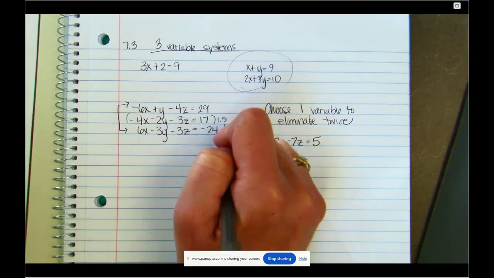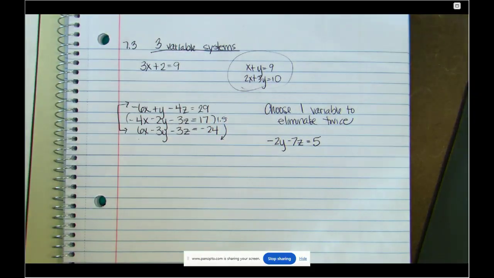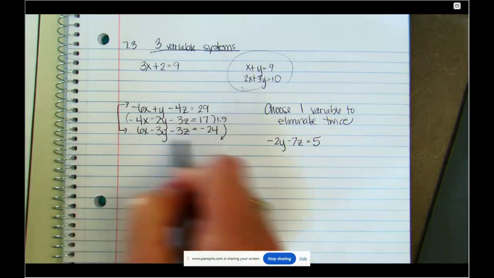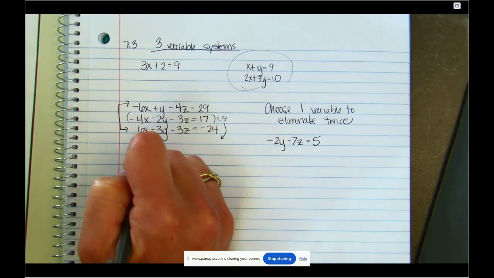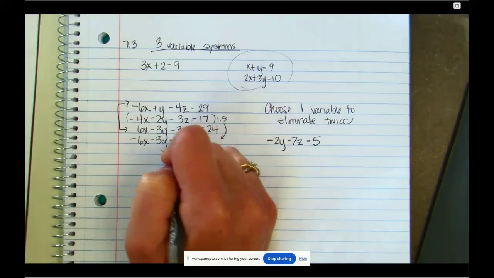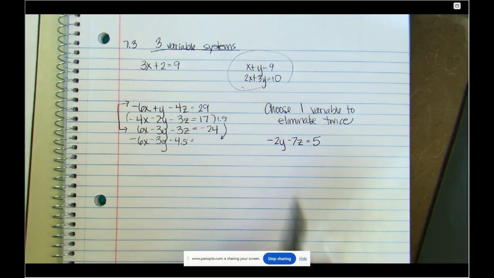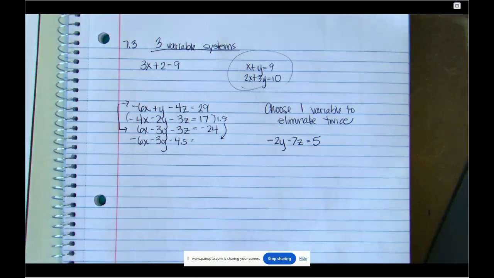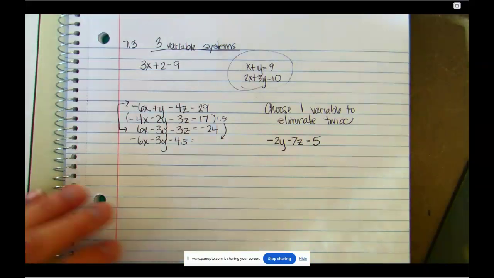You can multiply by decimals if it makes it easier for you to only have to multiply one thing. If that bothers you, then you would have to swap and multiply one by 6 and one by 4. It doesn't matter. You can do that. So this would be minus 3y minus 4.5z. And 17 times 1.5, I don't know. 25.5.